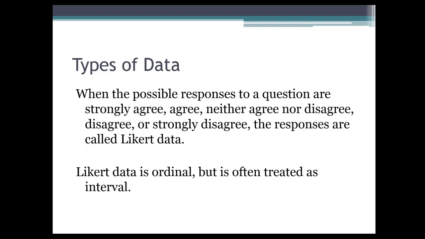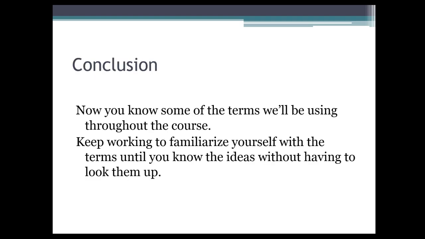There's one other kind of data I want to mention. It comes up a lot in surveys. You've seen these questions where the possible responses are strongly agree, neither agree nor disagree, etc. That's called Likert data. Likert data is ordinal data, but a lot of times they treat it as interval, and they actually will sometimes average that together. It's not ideal, but they do it. So that's ordinal data.